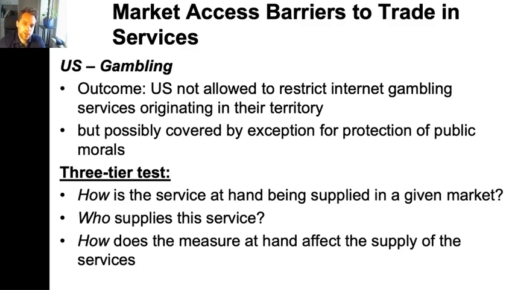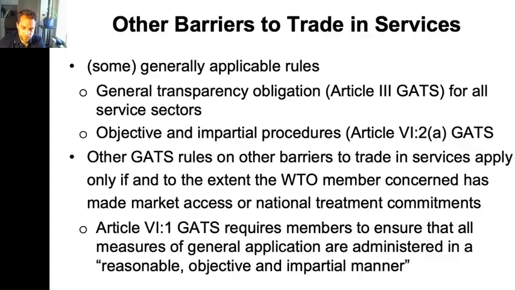So, three questions in general. What we learned from this case is that three questions have to be asked when determining whether a state has violated its obligations under the GATS when it comes to market access in trade in services. First, how is the service that is discussed supplied in a given market? Second, who is supplying the service? And thirdly, how does the measure that is discussed affect the supply of services?